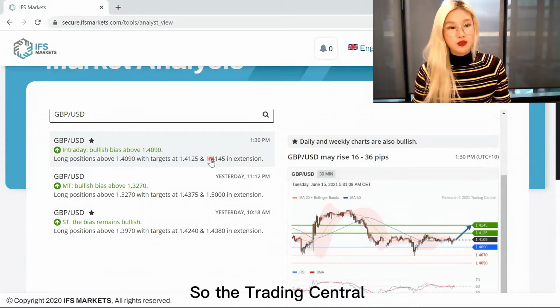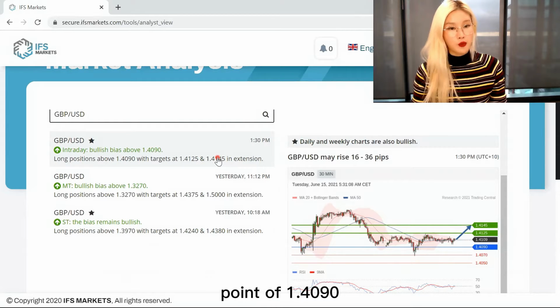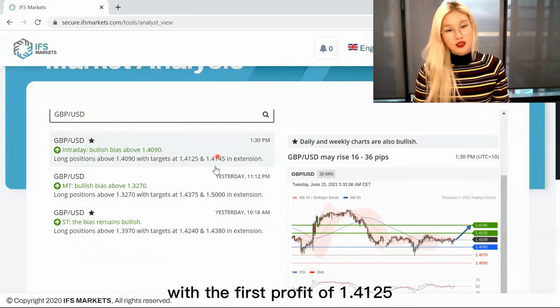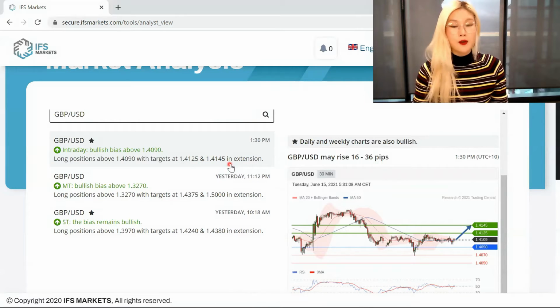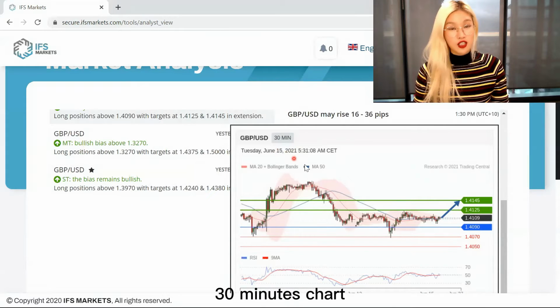Trading Central's professionals are saying that there is an intraday bullish bias above the pivot point of 1.4090, with the first profit target at 1.4125 and then 1.4145. Now, let's look at the chart. First of all, you have to pay attention that this is a 30-minute chart.